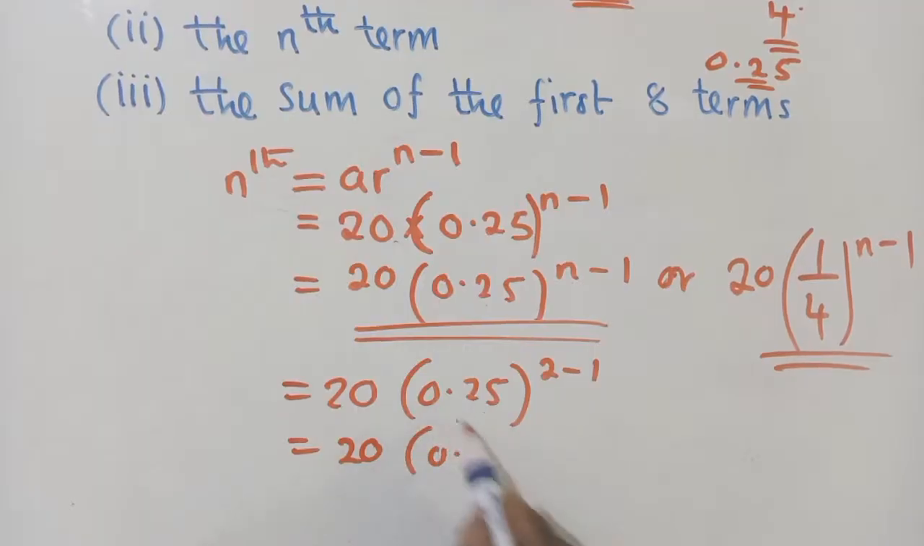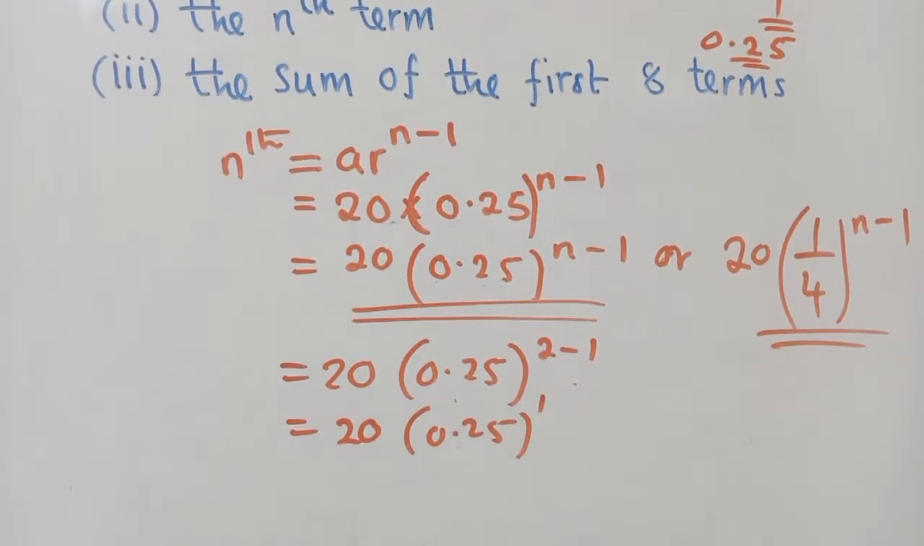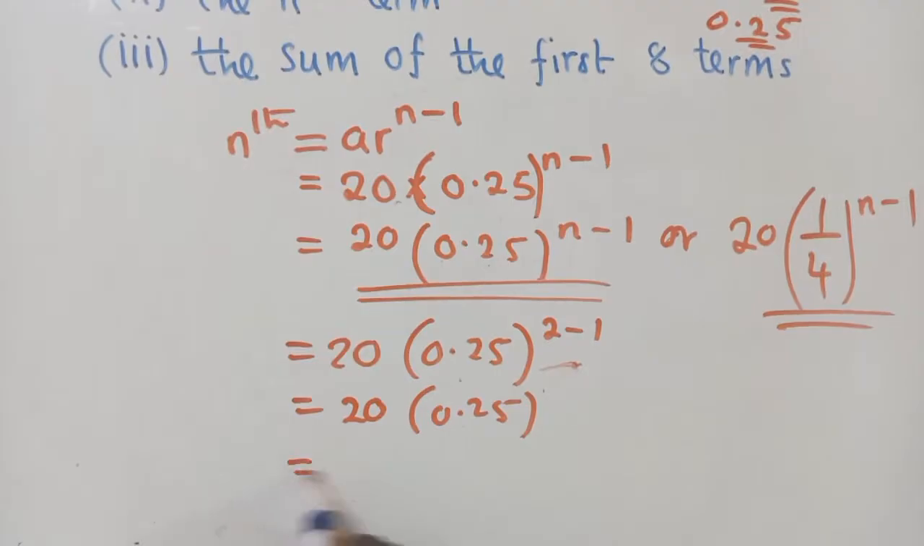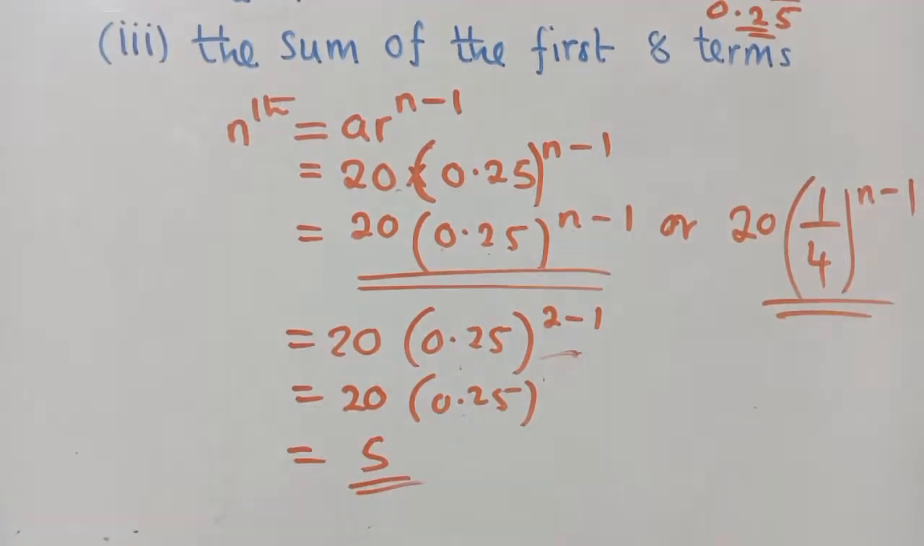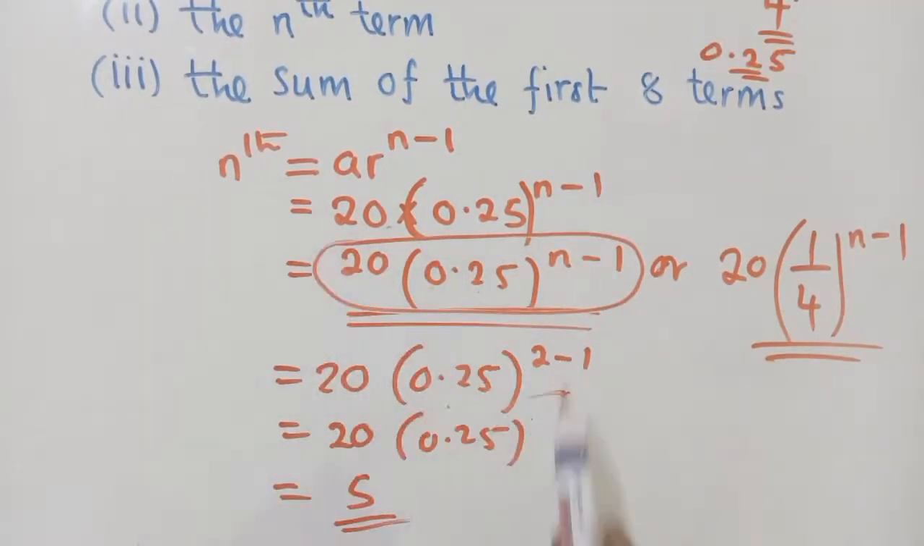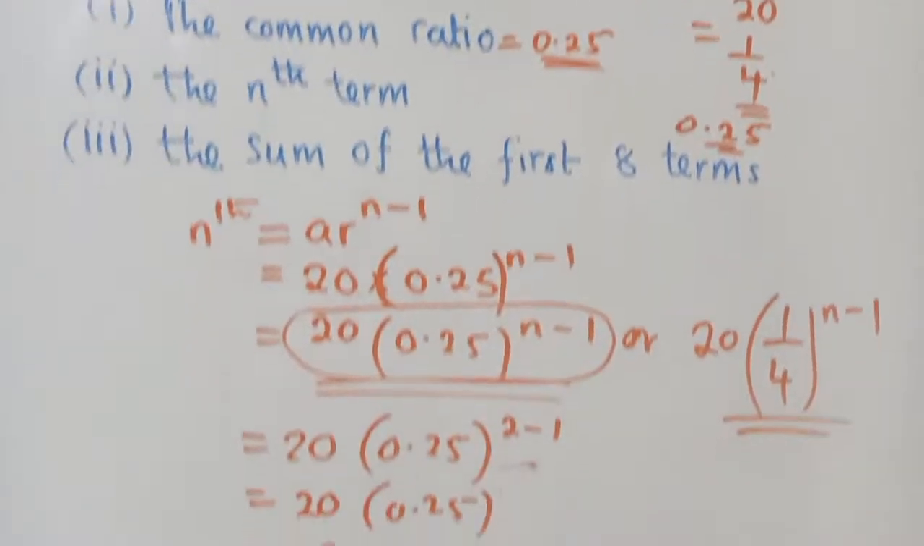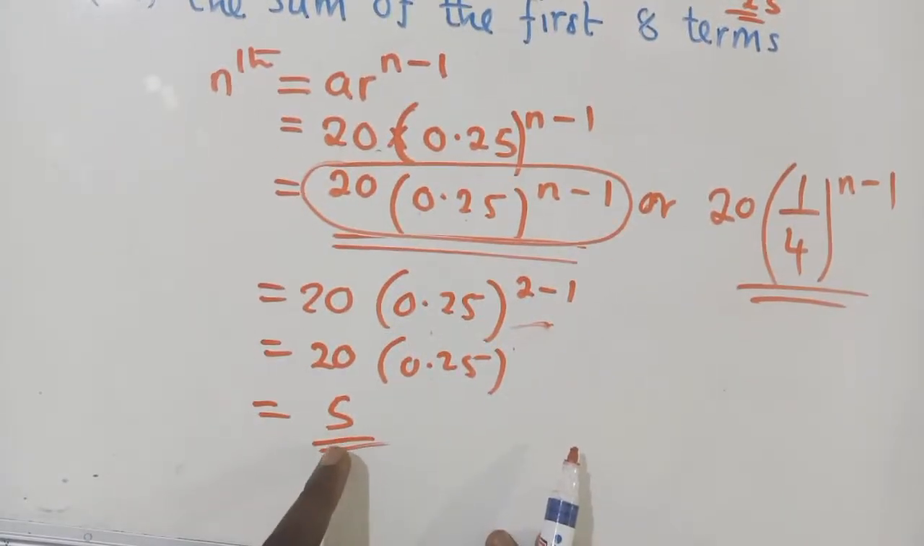So we know this is 0.25. And this power, when we say 2 minus 1, it will just be power 1, which will just be 0.25. So when you get your calculator, you say 20 times 0.25. It will give you 5. We are getting a 5, and now we know that we have found our nth term formula. It's working because at position 2 there is 5, and we have found here that our solution is 5, which is here.